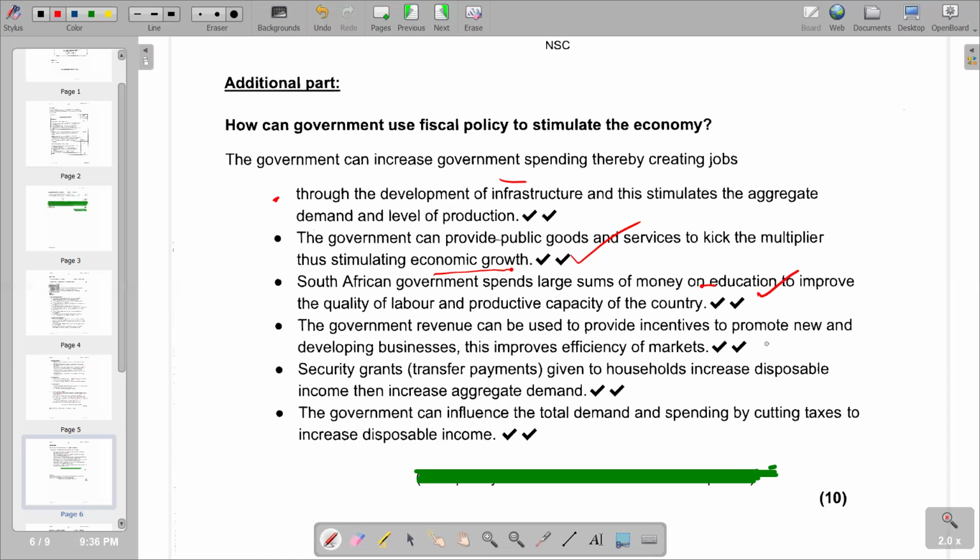The next point: the government revenue can be used to provide incentives to promote new and developing businesses, and grants that are transfer payments given to households increase disposable income, then increase aggregate demand. So basically, when aggregate demand increases, that is going to lead to an increase in economic activity. Then lastly, the government can influence the total demand and spending by cutting taxes to increase disposable income. So we have explained in the beginning of the explanation that whenever there is a decrease in taxes, it's going to be a positive in terms of the movement of economic activity in the country. So basically, this becomes our last point, and you know that our additional part has got 10 marks. So this marks the end of our essay.